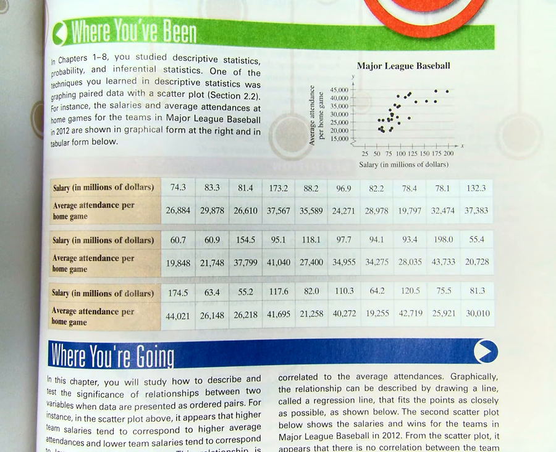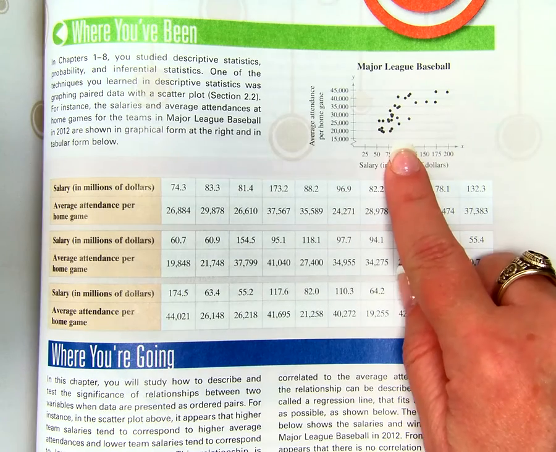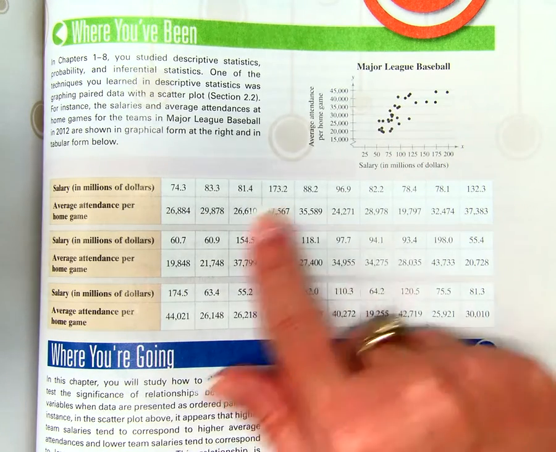So let's talk about where we've been. Okay, we're starting chapter 9. In chapters 1 through 8, you studied descriptive statistics, probability, and inferential statistics. One of the techniques you learned in descriptive statistics and in Algebra 2 was graphing paired data with a scatter plot. For instance, salaries and average attendance at home games for the teams in Major League Baseball. This is shown on the right as a graph and as a table right down here.